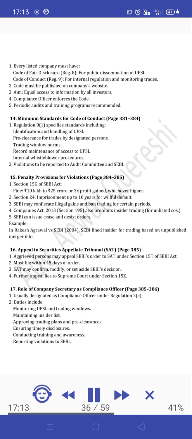17. Role of Company Secretary as Compliance Officer, page 385. 386-1. Usually designated as Compliance Officer under Regulation 2C. 2. Duties include monitoring UPSI and trading windows, maintaining insider list, approving trading plans and pre-clearances, ensuring timely disclosures, conducting training and awareness, reporting violations to SEBI.